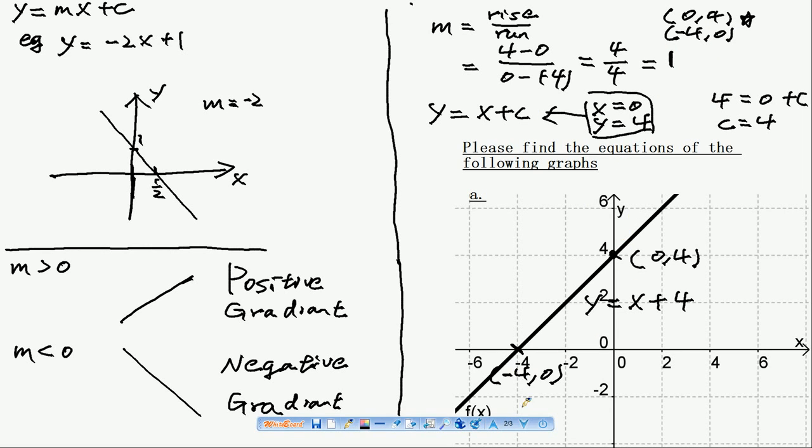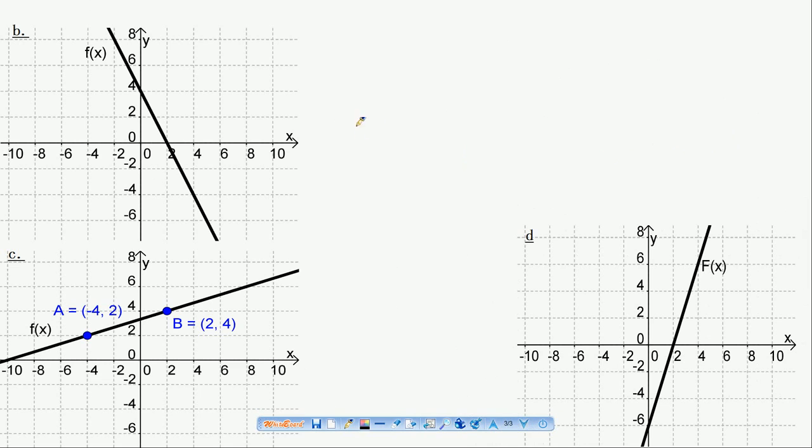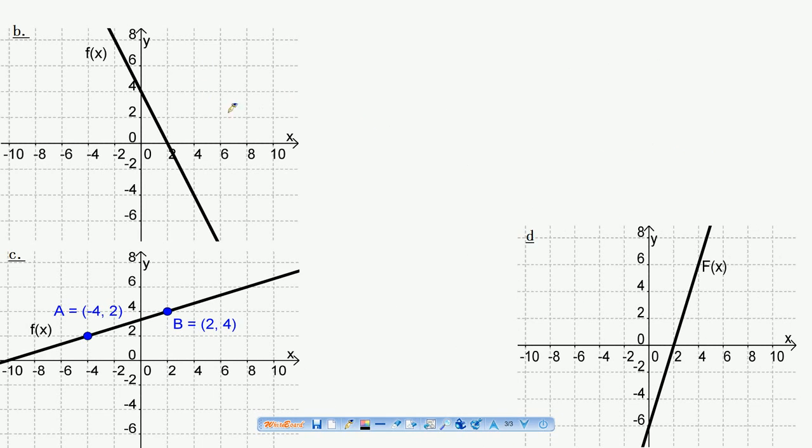Okay, let's do some more practice. In graph B, we look at the shape of the straight line. It has a negative gradient, so your gradient is less than 0, and we try to find the gradient first. It is a straight line, and m will be, let's find 2 points of this, the x-intercept and y-intercept.